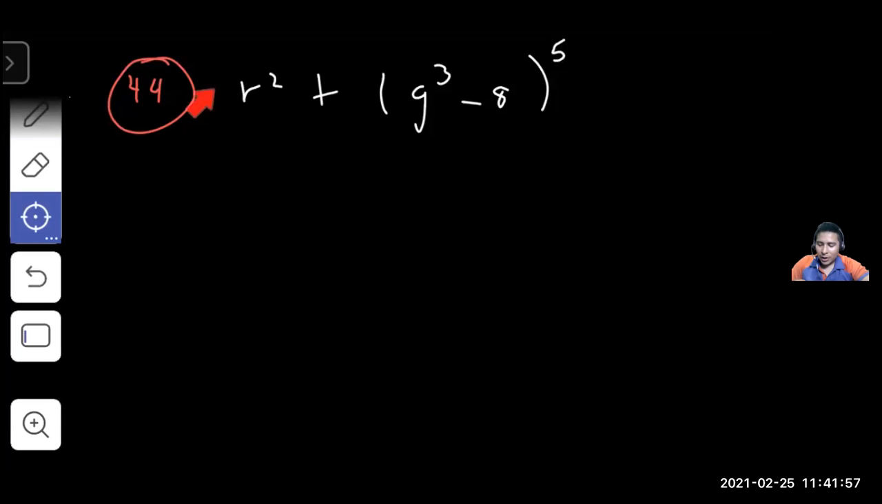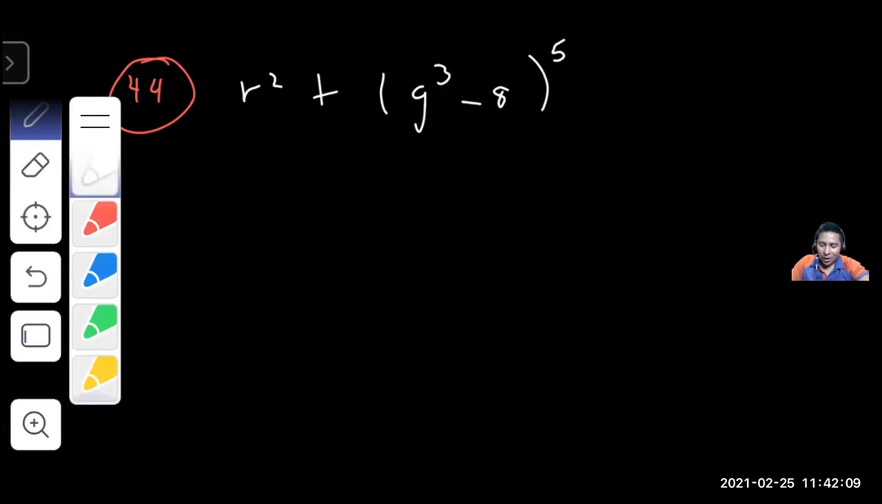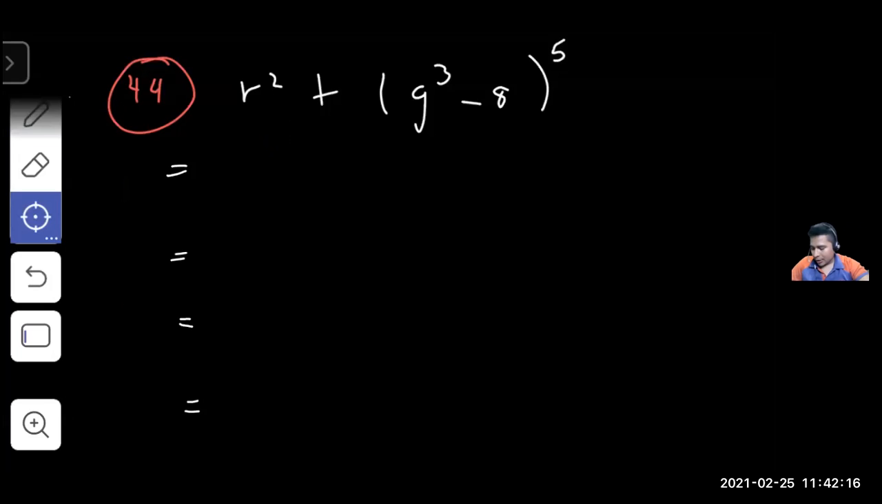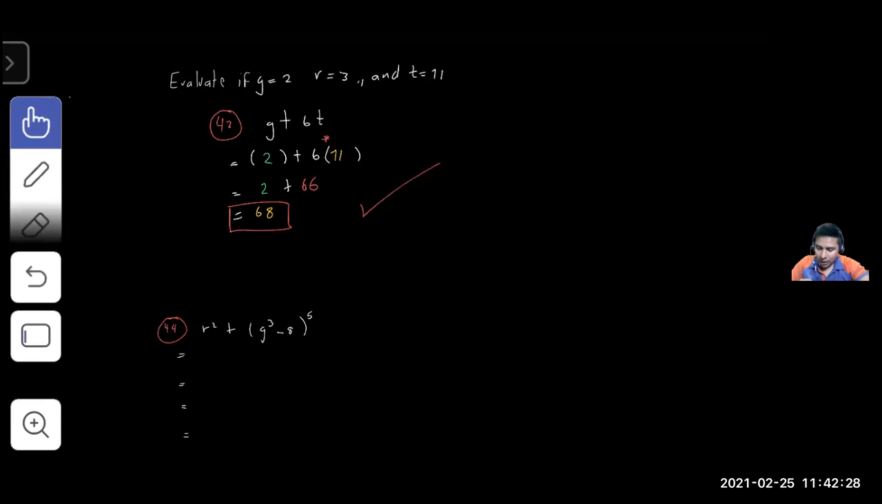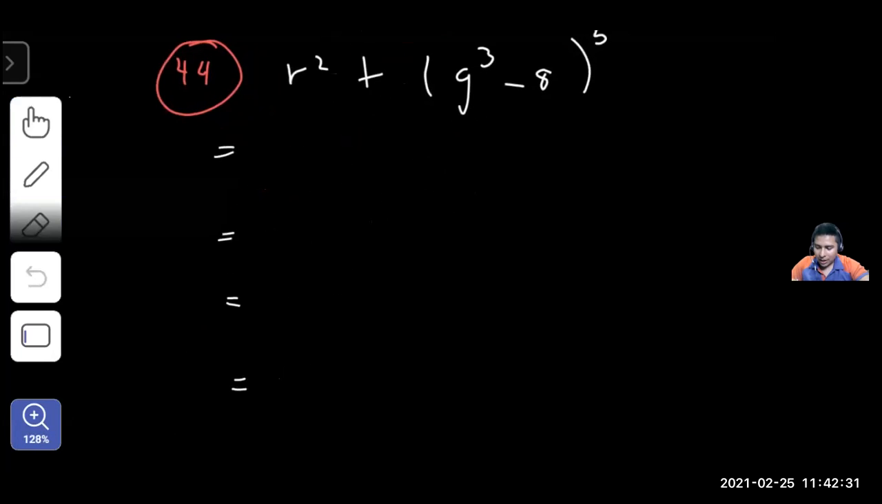Again, we're going to try to work. This is r squared plus g cubed minus 8, the difference of g cubed and 8 to the 5th power, translating this into verbal expressions. We are going to try to substitute because we already know what the values are. What is the value for r, guys? 3. R is 3, g is 2, and t is 11. Okay, let me see.